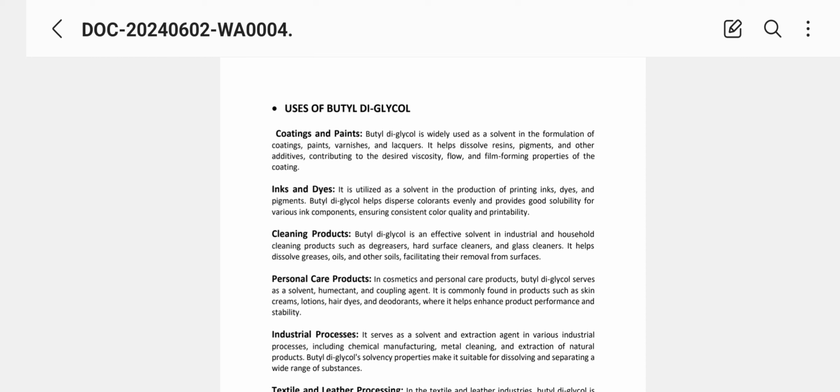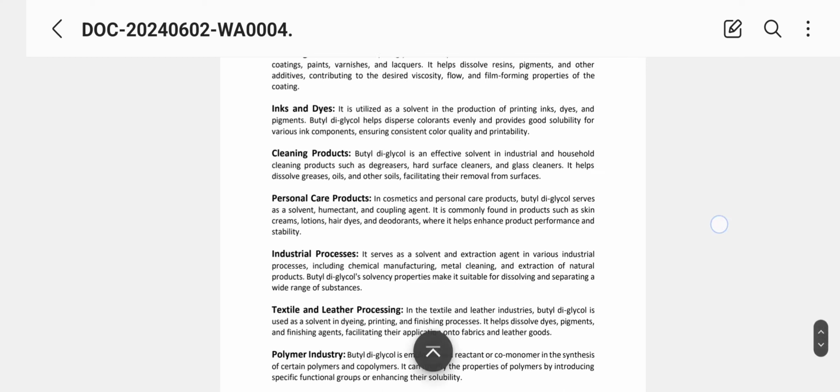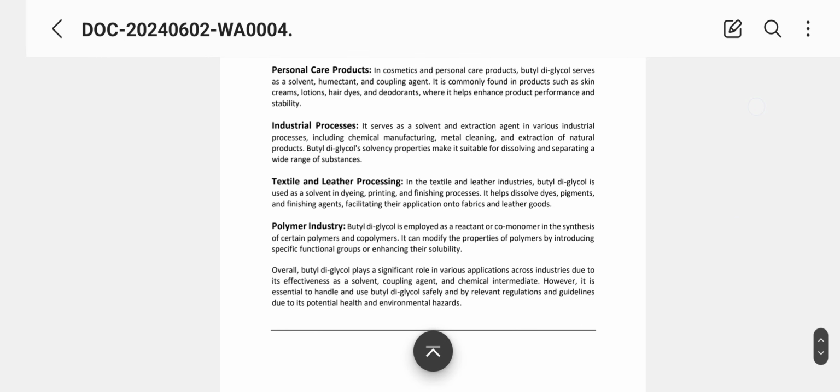Personal care products. In cosmetic and personal care products, butyl diglycol serves as a solvent, humectant, and coupling agent. It is commonly found in products such as skin creams, lotions, hair dyes, and deodorants, where it helps enhance product performance and stability. Industrial processes. It serves as a solvent and extraction agent in various industrial processes, including chemical manufacturing, metal cleaning, and extraction of natural products. Butyl diglycol's solvency properties make it suitable for dissolving and separating a wide range of substances.